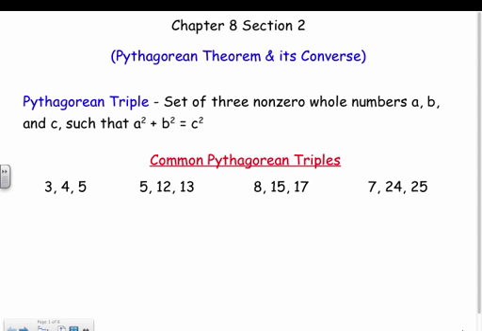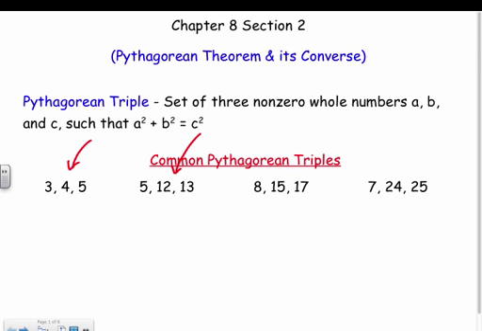So first things first, we have a new term, a Pythagorean triple. I know some of you are familiar with some of these, but it's a set of three non-zero whole numbers, a, b, and c, such that a squared plus b squared equals c squared. So basically, as long as the Pythagorean theorem works to make a right triangle, you've got a Pythagorean triple. And here are some really common Pythagorean triples. Our most common ones are the 3, 4, 5 and the 5, 12, 13. So any right triangle that has that ratio of sides, we could say it's a Pythagorean triple.